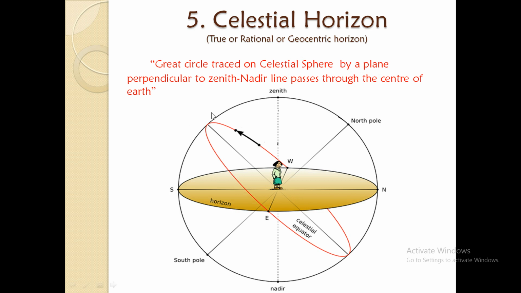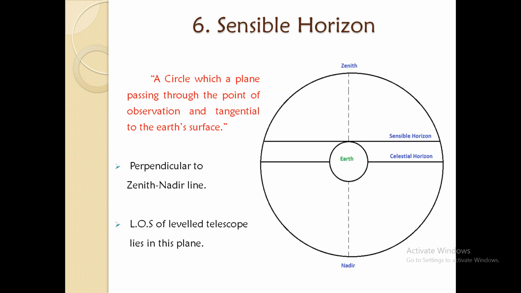So here the celestial horizon means it is the plane which is perpendicular to the zenith and nadir line, which passes through the center of the earth. Next is sensible horizon. There are different types of horizon. The first one that we discussed earlier, the celestial horizon.